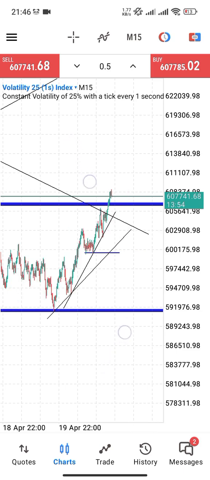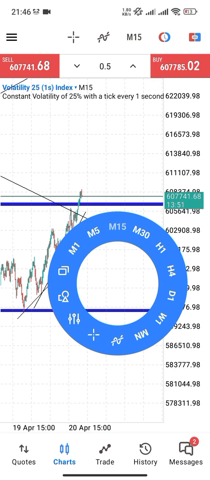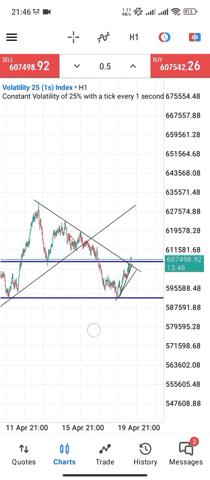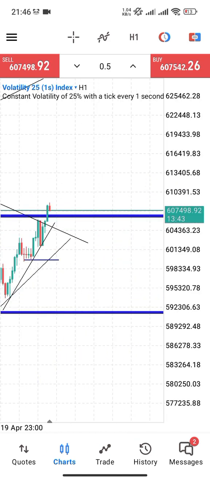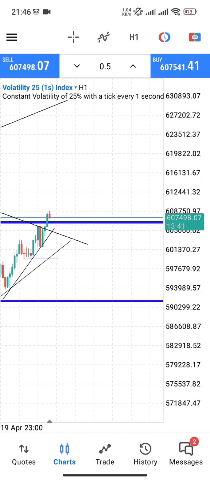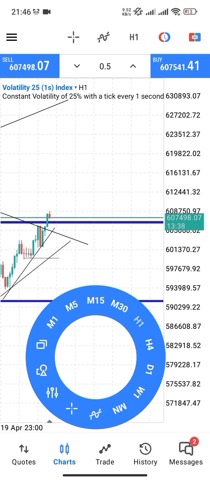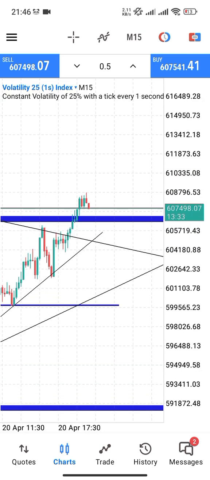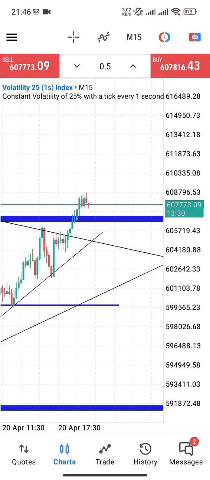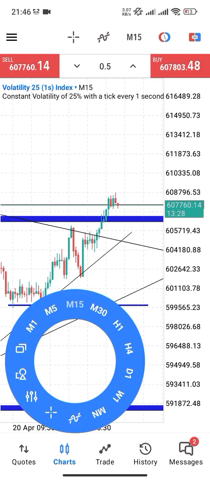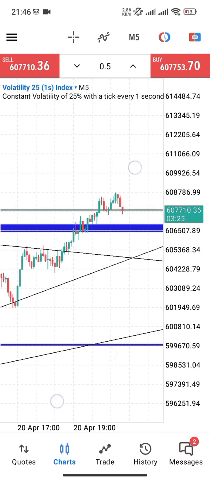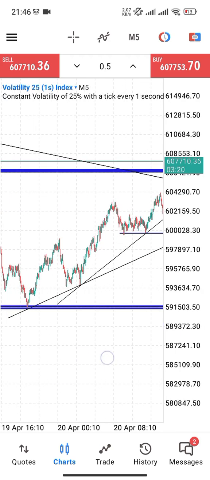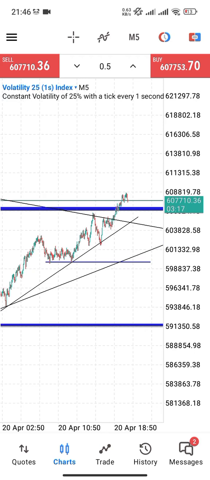So it did a little fake out, and now it broke the trend line at the higher time frame, which is H1. You can see it broke it, and what we are expecting now is a retest. Then we look for our buy entry in the 5 minutes time frame, 1 minute time frame. You can see this is a good buy setup. What we do now is we patiently wait.